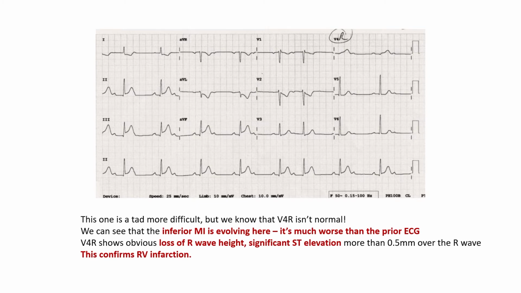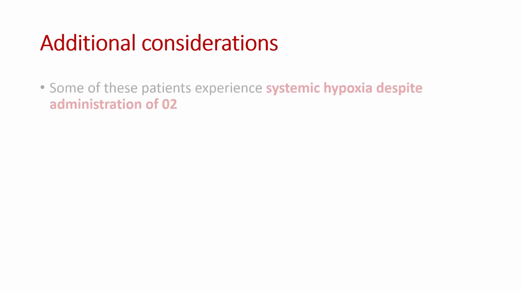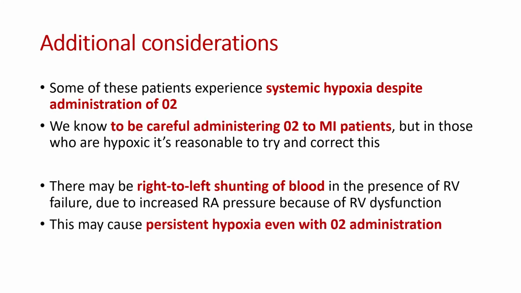Okay, so we've talked about the diagnostics, we've talked about the pathophysiology of this right ventricular infarction, we've talked about being careful with nitrates. Now, some of these patients experience a sort of systemic hypoxia despite the administration of O2. This might be because of right to left shunting of blood in the presence of RV failure due to increased RA pressure because of the dysfunction of the right ventricle. So this may cause persistent hypoxia even with O2 administration. In those who are hypoxic, it's reasonable to try and correct it, but obviously be careful not to over-administer O2, not to mention encouraging the production of oxygen-free radicals, it can also cause cardiac vasoconstriction. So we need to be very careful about that.